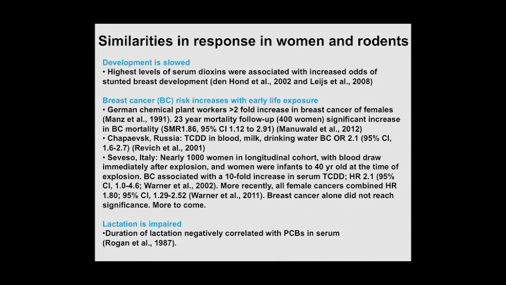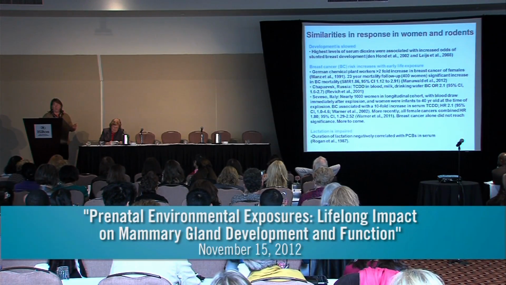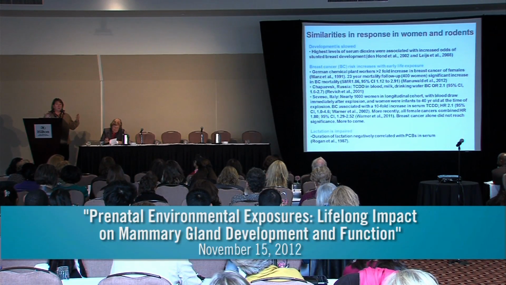For breast cancer risk, there are several examples. German occupational workers are more apt to have breast cancer develop in females. A very recent update showed a 23-year mortality follow-up of 400 women occupationally exposed in a pesticide plant that contained dioxin, with a very high level of breast cancer mortality, twice that of their unexposed cohorts. In other areas of Russia and Italy, there's at least a twofold increase in breast cancer risk in women with the highest dioxin exposures. Lactation is also impaired in PCB and dioxin-exposed women. So this is probably the best example that we have of translational interpretation of the data across animals and humans. It really suggests that dioxin probably affects the breast in an adverse way over the lifetime.